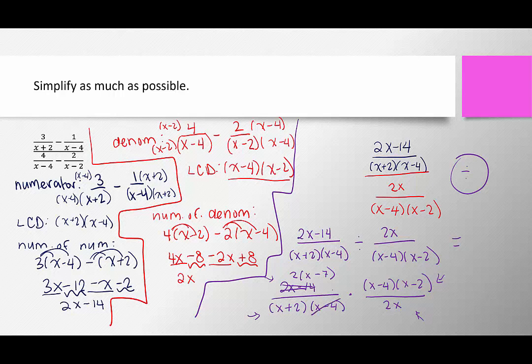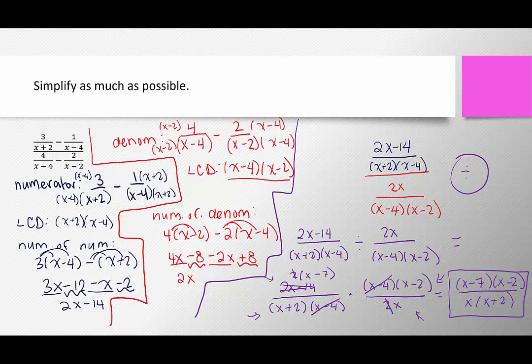Let's see, I see x minus 4 in the numerator and denominator. I also see a factor of 2. So this 2 and this 2 will cancel each other out, giving us a final result quotient of x minus 7 times x minus 2 divided by, what do we have left down here? There's a factor of x and there's an x plus 2. I would leave my final answer like this. I wouldn't do anything special. I wouldn't multiply unless you have to.